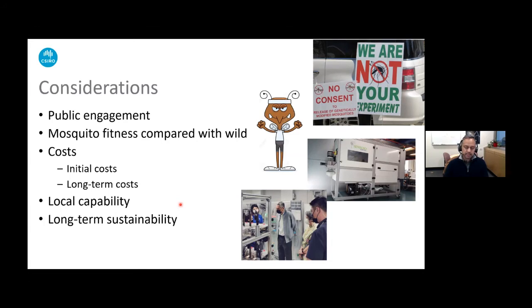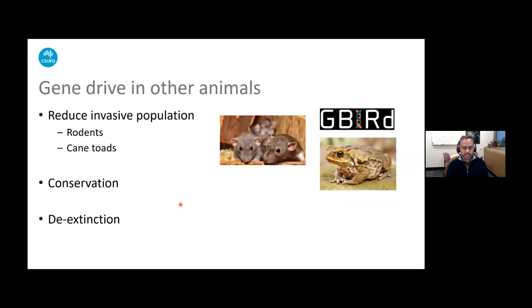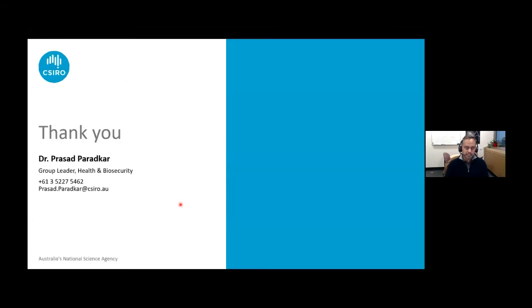So these are some of the considerations we can learn from previous experiments. As I mentioned in the beginning, my focus has been on mosquito-borne disease, but obviously gene drive can be used in other systems to reduce invasive populations, as Professor Thomas has already mentioned, for conservation, as well as de-extinction. So I will stop here and take any questions you may have.